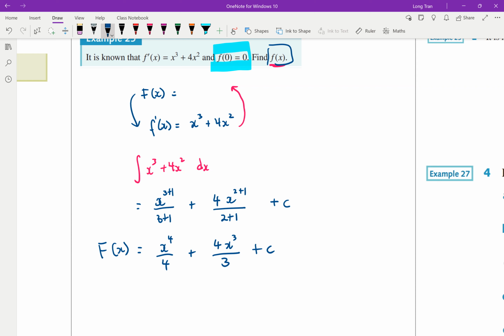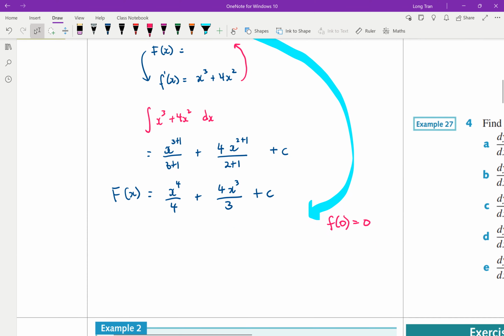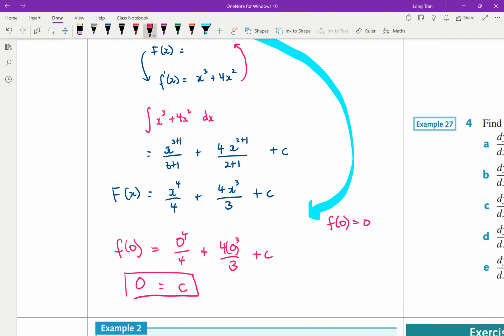Find c, they gave you this piece of information, and they said f of 0 equals 0. Okay, so this is where you can substitute in f of 0 equals 0 to the power of 4 on 4 plus 4, 0 cubed over 3 plus c, and conveniently that gives you c equals 0.